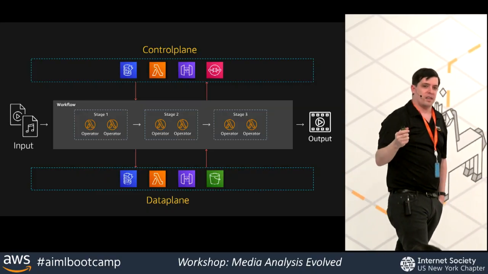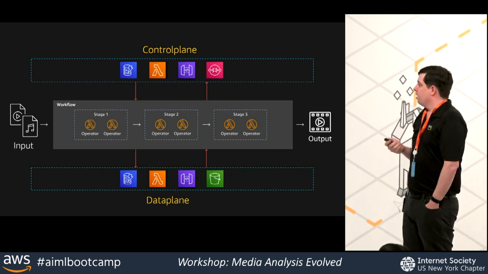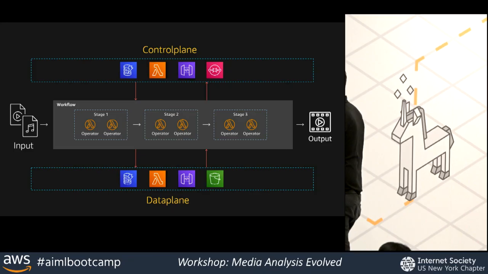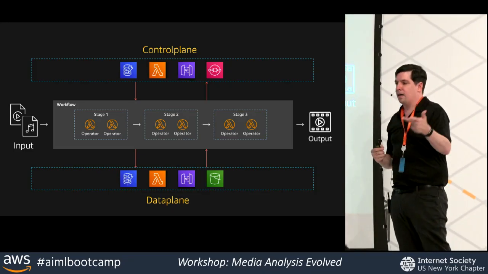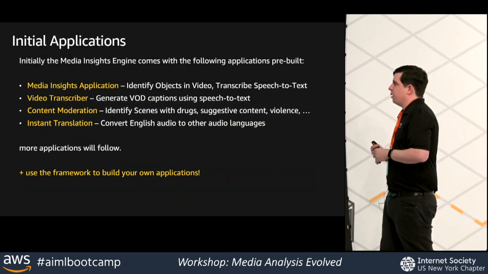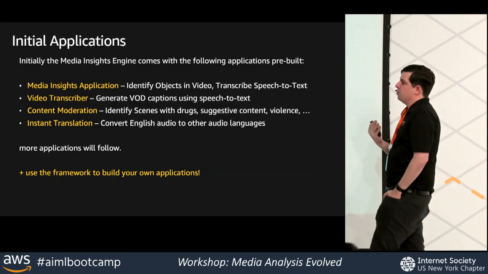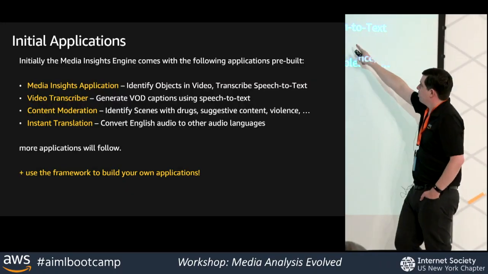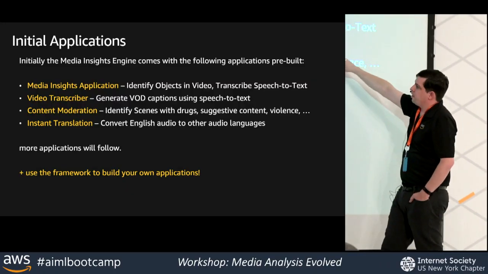I know I'm making it sound more complex than it is. This is for anyone who wants to get very deep into the developer side of it. At its default purpose, it is pretty functional in that it will get celebrities, audio, objects, labels, all of that right out of the box. Here are the initial applications that we see usable. So identify objects in a video, transcribe speech, generate captions.